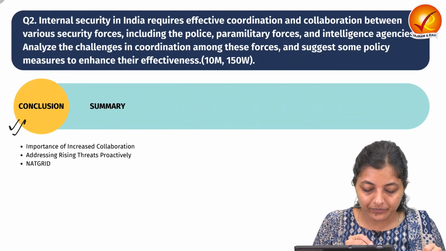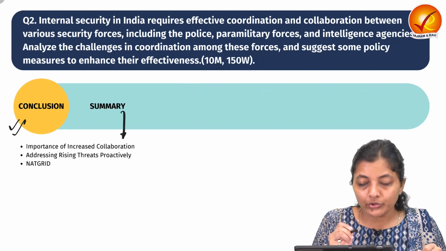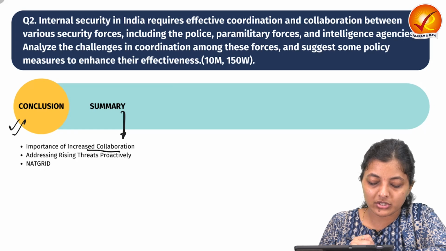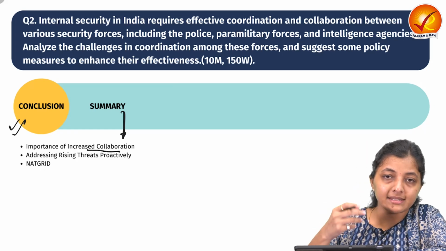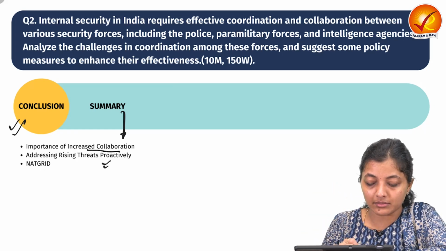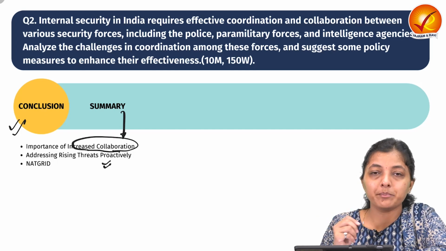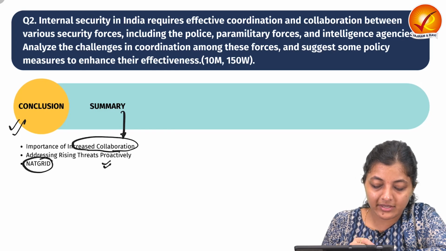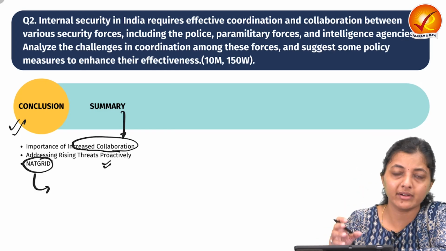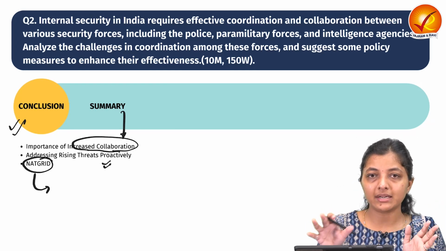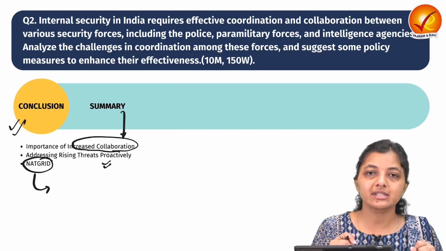Finally, the summary. You can write in the summary about the importance of increased collaboration due to the rising threats, or the dynamic nature of the threats. Increased collaboration is imperative. You can also give the example of NATGRID. It is the national database of 21 different security agencies, and all the security agencies can see the patterns of various threats through this database.